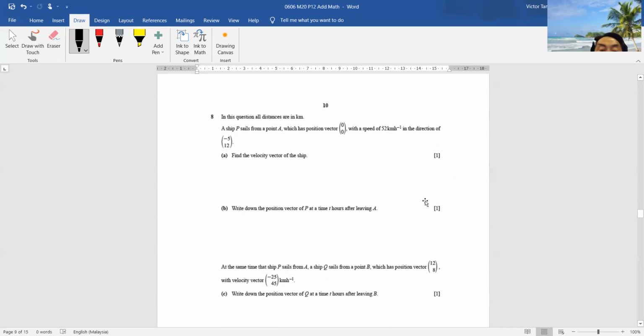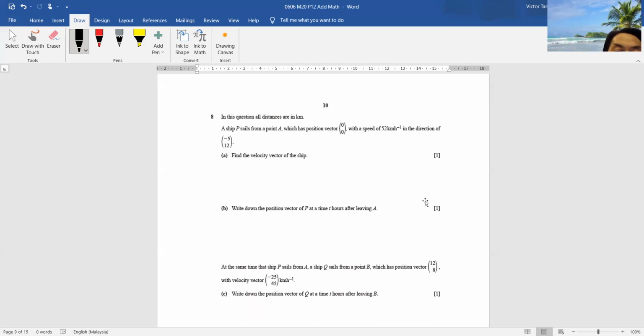In this question, all distances are in kilometers. The ship P sails from point A, which has position vector, so it sails from the origin, with a speed of 52 kilometers per hour in the direction (minus 5, 12). Okay, find the velocity vector of the ship.